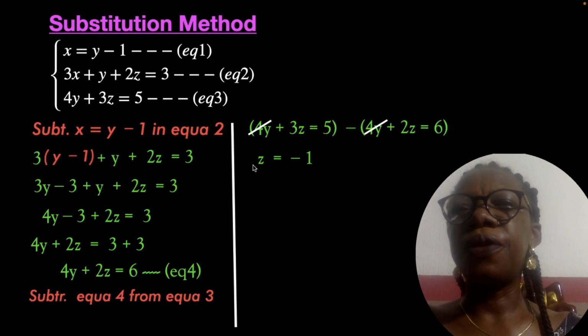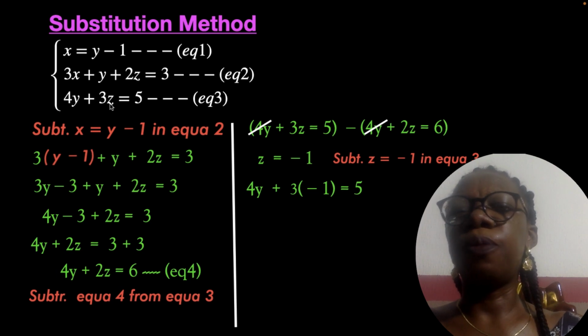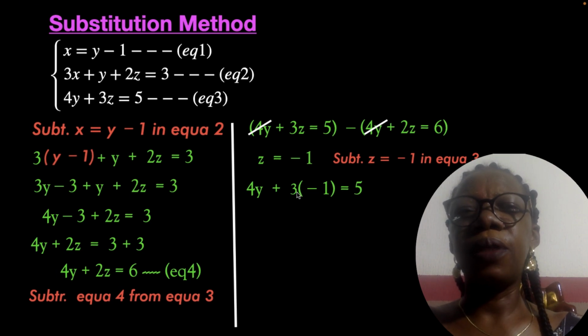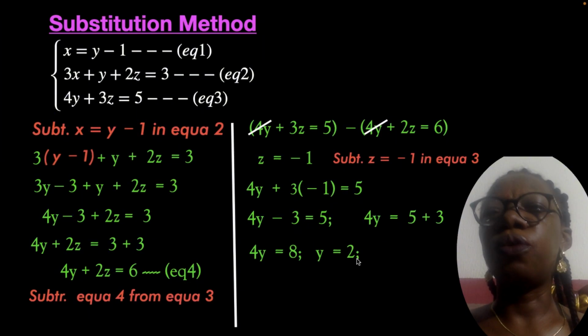Now we can substitute this z equal to minus 1 in equation 3. We have 4y plus 3, z is equal to minus 1. 4y plus 3 times minus 1 is equal to minus 3. So we have 4y minus 3 is equal to 5. Transpose minus 3 to the right side of the equation. 4y is equal to 5 plus 3, and 4y is equal to 8. Therefore, from this equation, y is equal to 2.